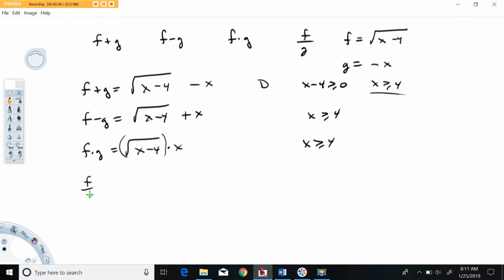All right, f over g is going to be square root of x minus 4 over negative x. Now we've got a couple things going on. First, x minus 4 has to be greater than or equal to 0, and that yields x greater than or equal to 4. But we have a division by 0 to consider. Because this is in the bottom, x cannot be allowed to be 0. But that's already covered here. So I think we're good. There's our domain for all of these functions.